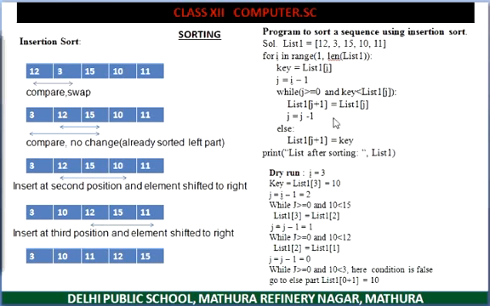So the while loop is finished here, and it will go to the else part. list[1] is equal to 10. So at the second position, 10 is inserted with the help of list[1] is equal to 10. So 10 is inserted at the second position. So this is the program of insertion sort.